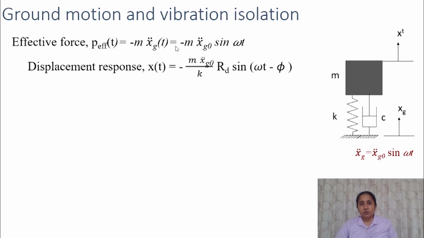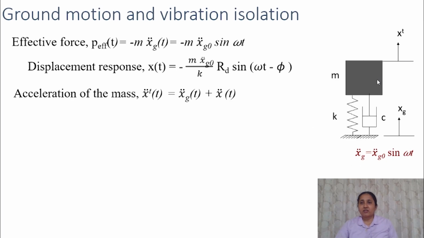And the displacement response due to this effective force can be found out like this. It will be minus m acceleration amplitude divided by k Rd times sine (omega t minus phi). And the total acceleration of this mass will be the sum of the ground acceleration plus the acceleration of this mass, that is the acceleration of this mass relative to the support. So the total acceleration will be the sum of these two.